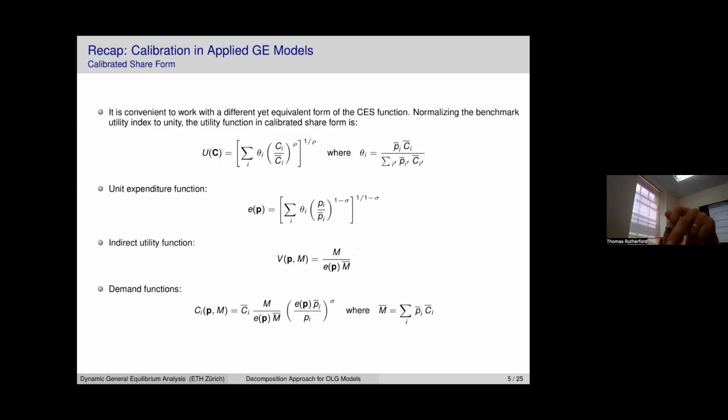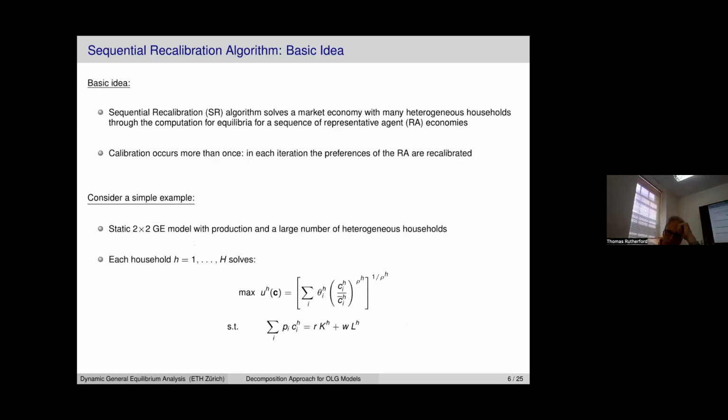So if I've given P bar and C bar, then I know how to calibrate theta. The theta is going to be the value share that's spent at that point. And so that gives me the utility function on the primal side, and we get the unit expenditure function on the dual side as a function of those parameters. We get the indirect utility function. You have demand functions. It's all well defined in that setting. So that's the calibration technique if you're given data.